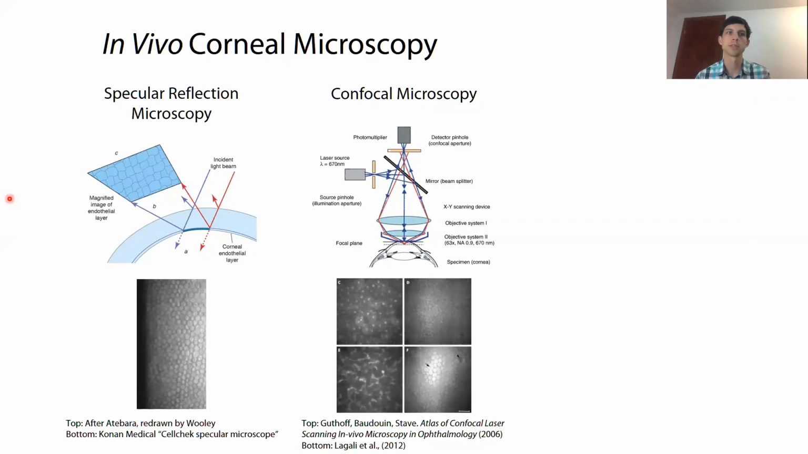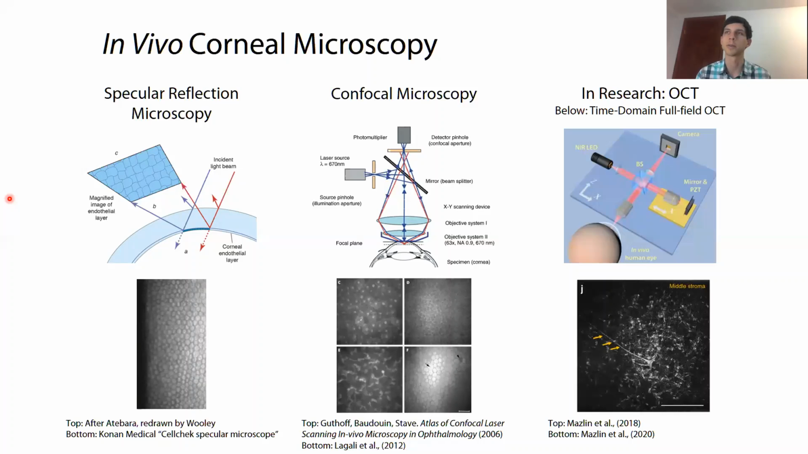Towards that goal, much of the recent progress in non-contact corneal imaging has involved various forms of OCT. Here I've shown a full field time domain OCT, a parallelized version, which captures very large en face images at a single depth. All these techniques, though, that I've mentioned so far have in common that they're based on reflection contrast, or more precisely, backscattering from corneal features in order to form images.